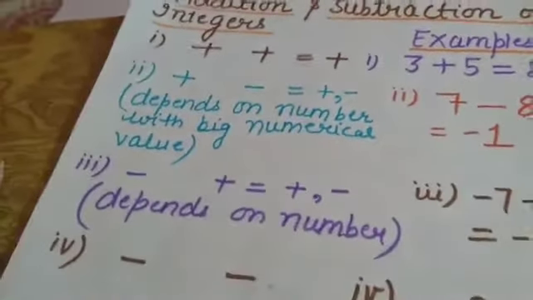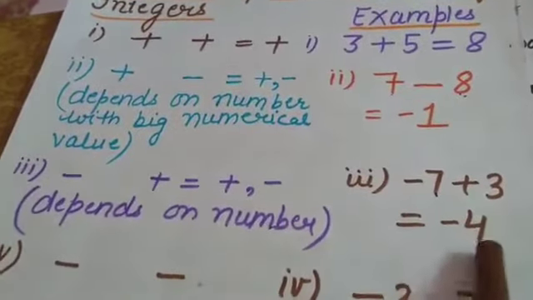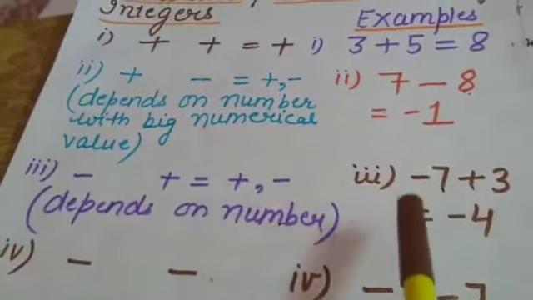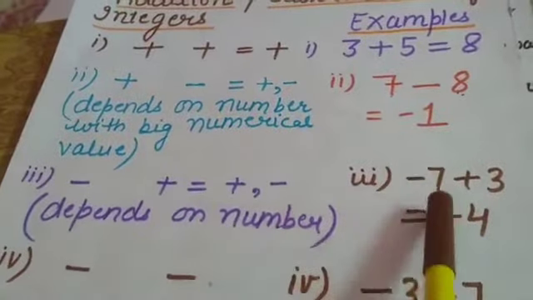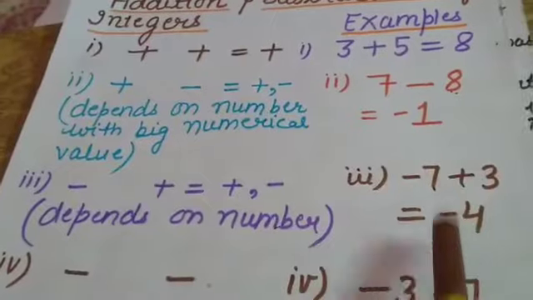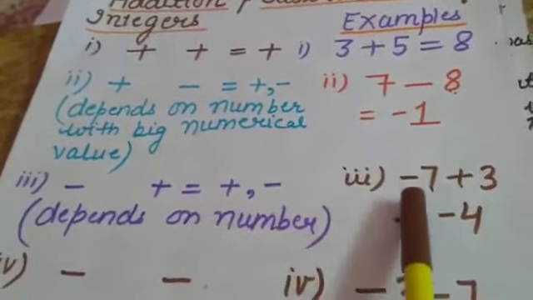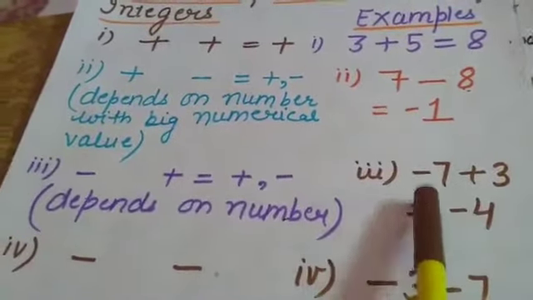Same for this third example. Suppose you have the numbers -7 and 3. You have to add them. For the numerical value, you have to subtract the smaller number from the larger one. 7 minus 3 is 4. And come to the sign now. The sign will be of the number having the higher numerical value. Here 7 is greater than 3 and 7 is with a negative sign.